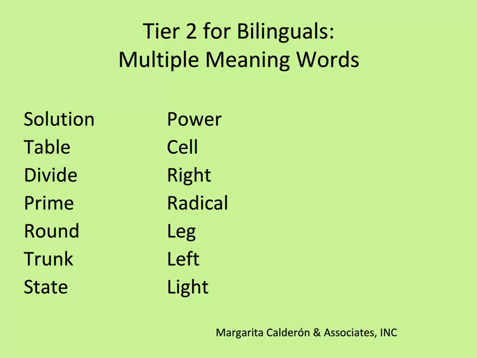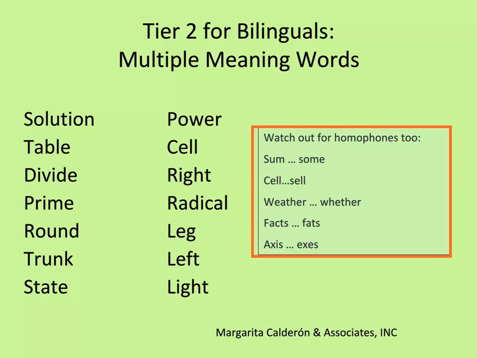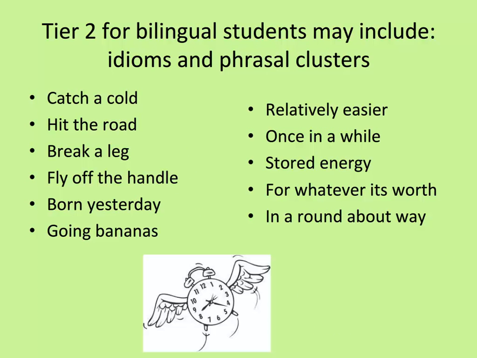For bilinguals, Tier 2 means multiple meaning words, and there are many of them in the world of science. Current in electricity is an example of a multiple meaning word. Watch out for homophones too, such as some and some, or cell and cell. Tier 2 words also include idioms and phrasal clusters for bilingual learners. You may or may not use idioms in a lot of science, but you will use phrasal clusters. That means just using a few words to stand for one concept, such as stored energy or relatively easier.